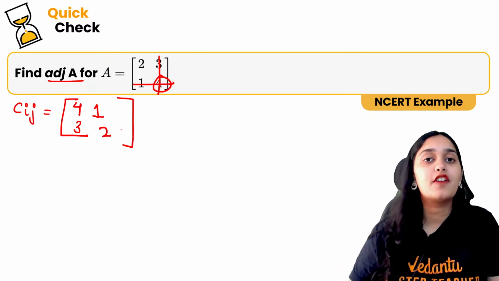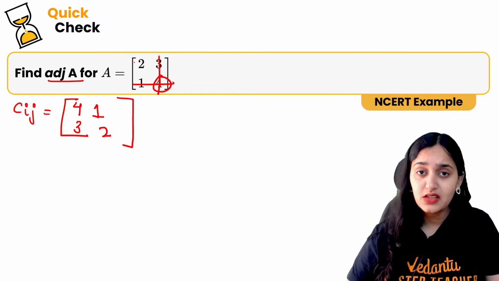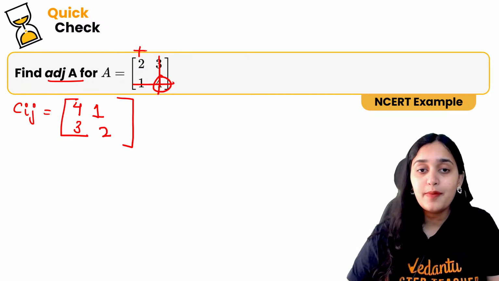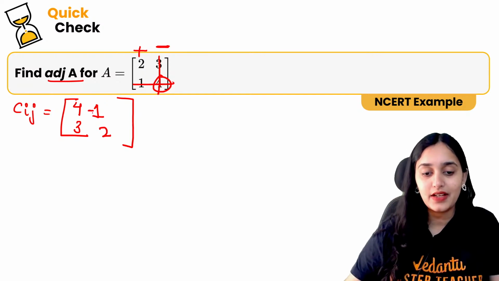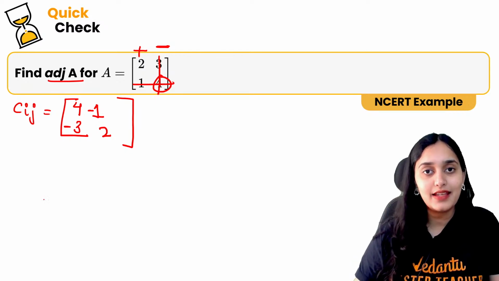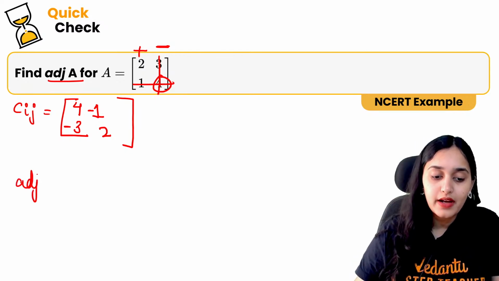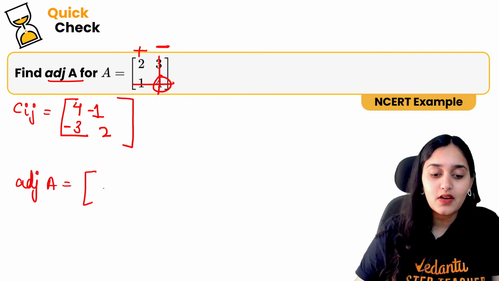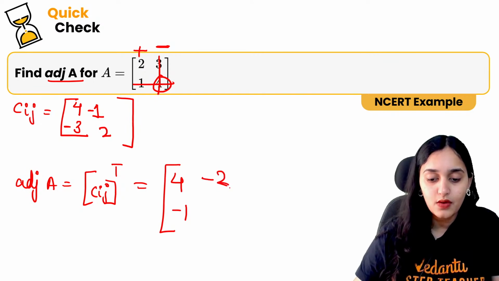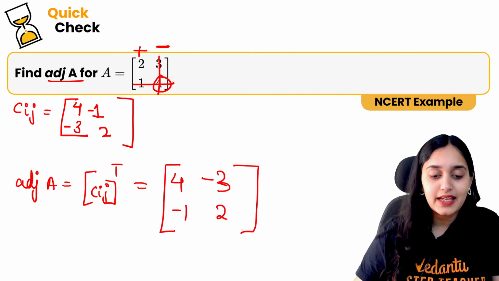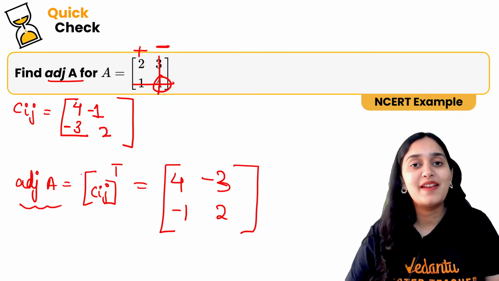But we have to take care of the sign also. So how do we determine sign? This will be positive, 1,1; 1,2 will be negative. So it will be minus 1. Similarly, this will be negative, this will be positive. So Cij is this. Therefore, adjoint of A matrix is transpose of Cij matrix, which is basically row becomes column, column becomes row. So this is my adjoint of A matrix.